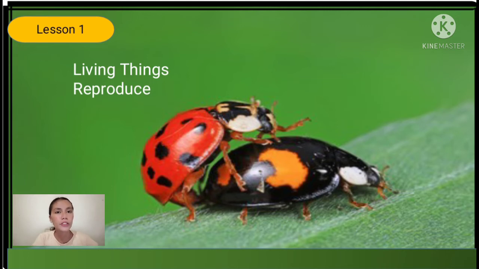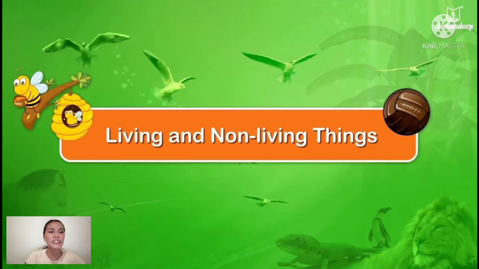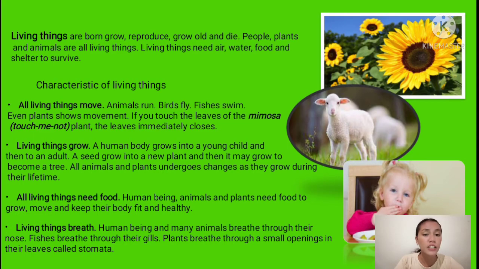So now we are going to talk all about Lesson 1, which is Living Things Reproduce. We can find many things around us, from mountains and oceans to plants and animals. The earth in which we live is made up of several things, which can be categorized into 2 different types, living and non-living things. Living things are born, grow, reproduce, grow old, and die. People, animals, and plants are all living things. Living things need air, water, food, and shelter to survive.